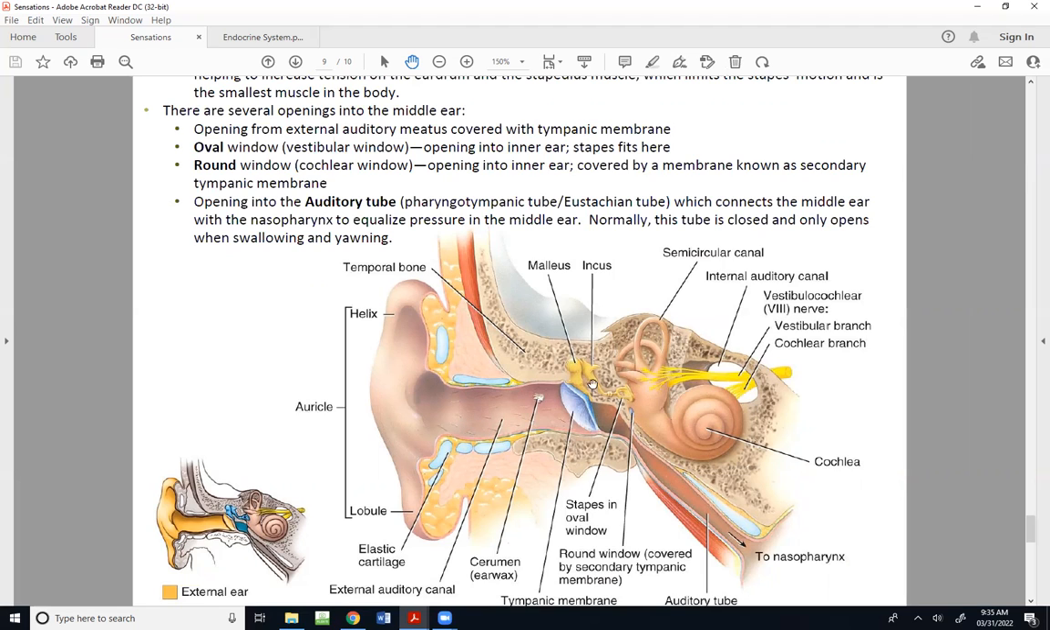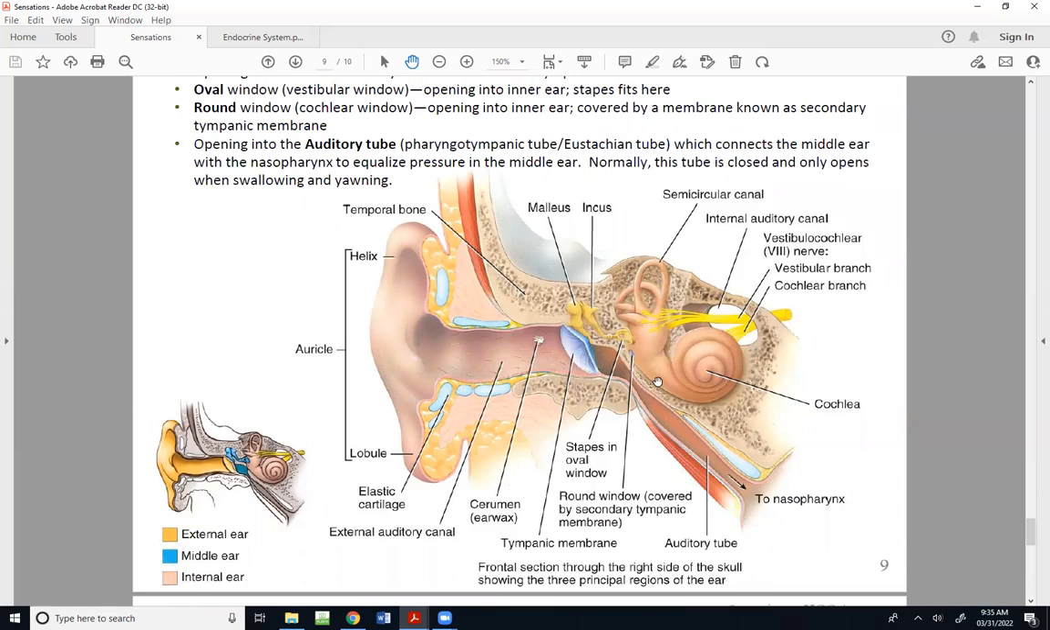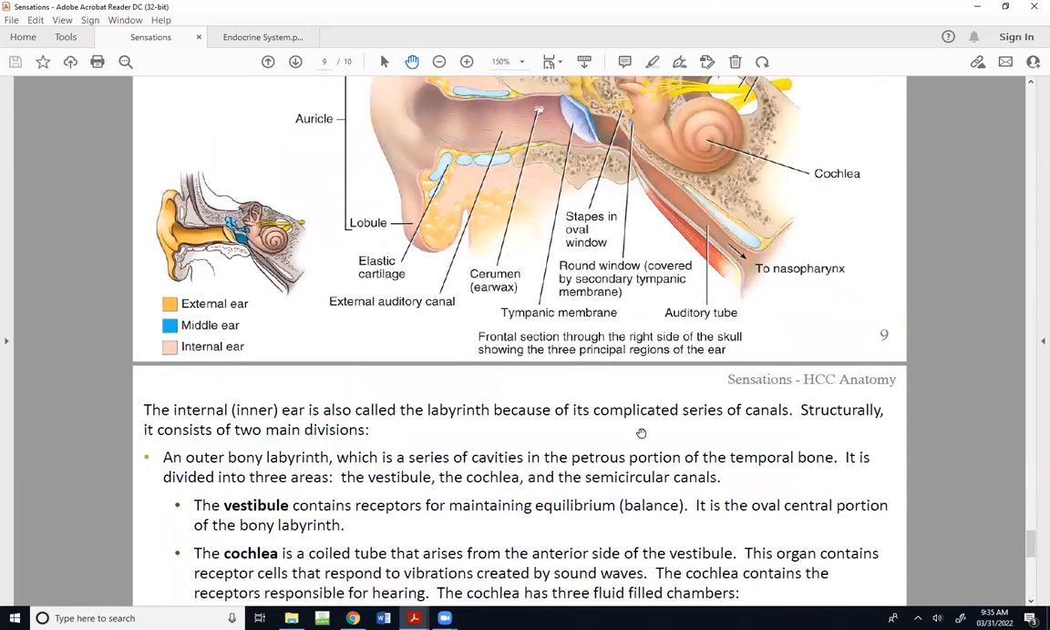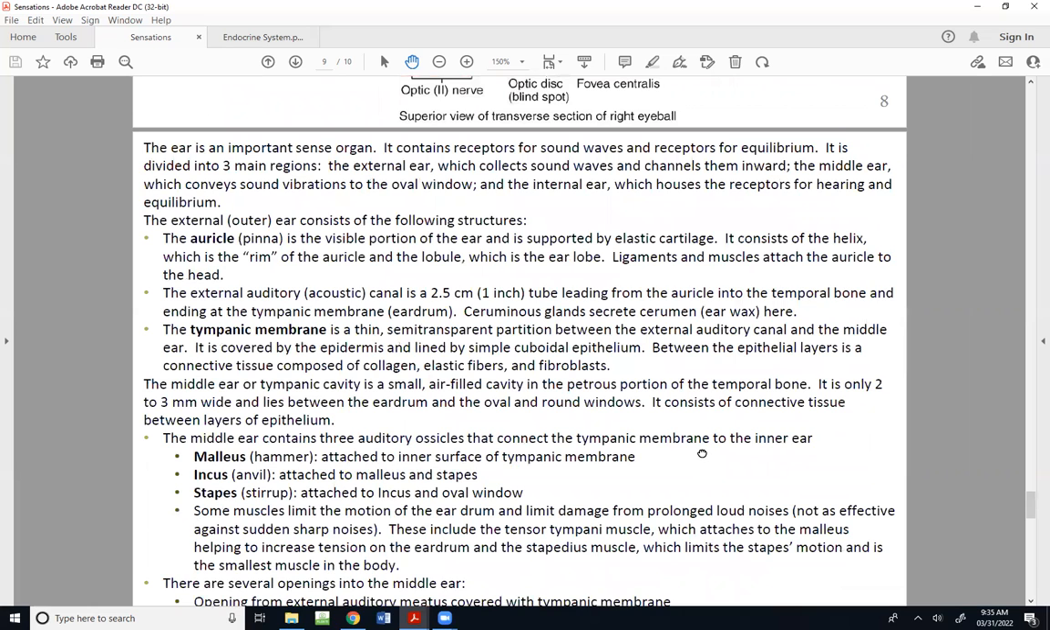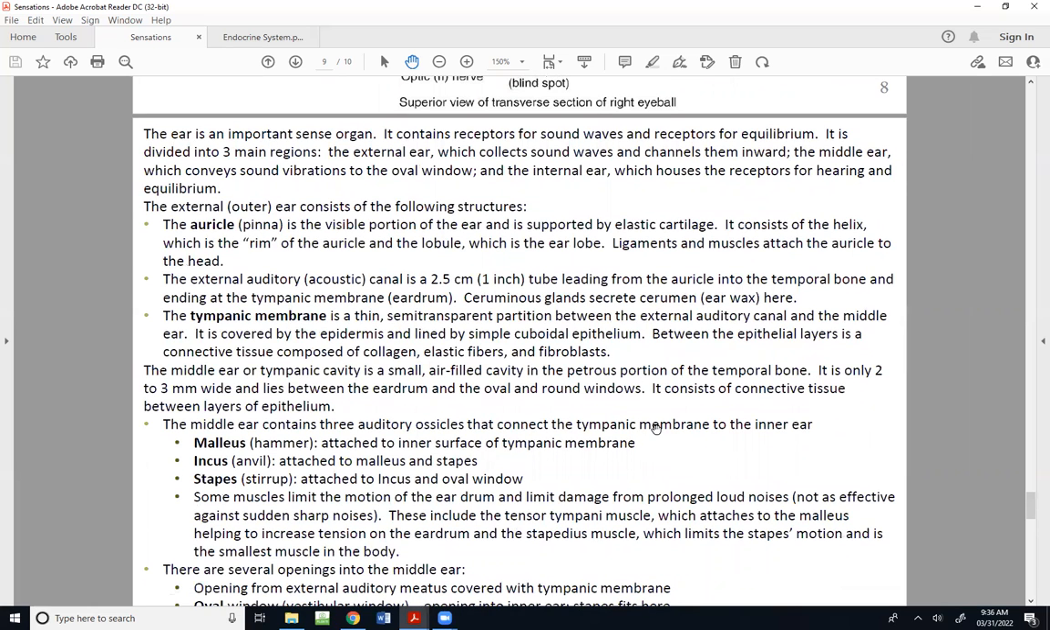into what we would call the middle ear, where we find the three auditory ossicles, which we've talked about before. And then the structures of the inner ear shown right here. We'll talk about those on the next page. I just didn't have enough room, and that's okay. So once again, the external ear collects sound waves and channels them inward. The middle ear conveys the sound vibrations to what's called the oval window. And then the internal ear houses the receptors for hearing, but also the receptors for equilibrium.